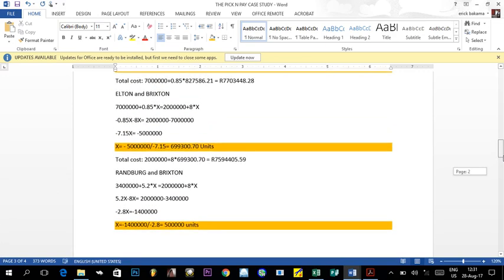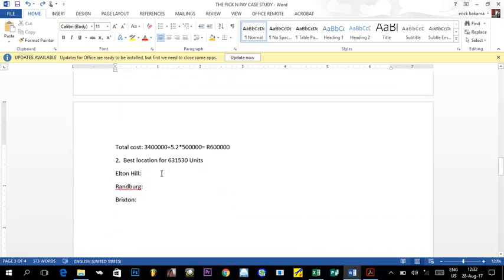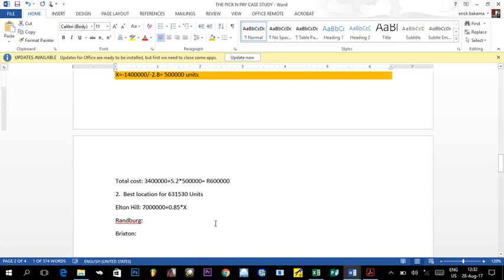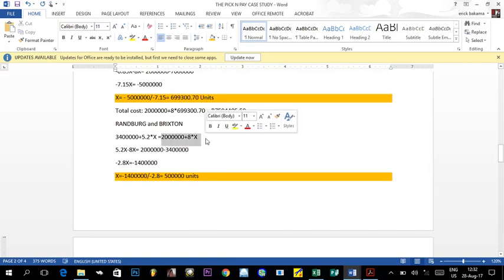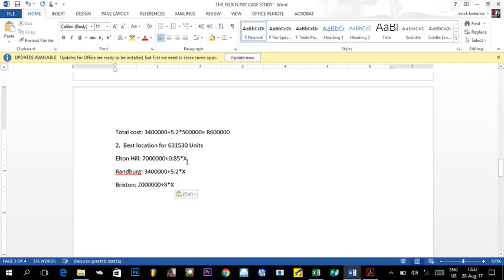Now from here, what do we have? What is the equation of Hilton? This is the equation of Hilton, and we put it back here. And after we have Randburg, what is the equation of Randburg? This is the equation of Randburg. And finally, we will take the equation of Brixton. And the equation of Brixton here, it is. Now everywhere that we find an x, we need to replace it by the number of units that has been given to us here.